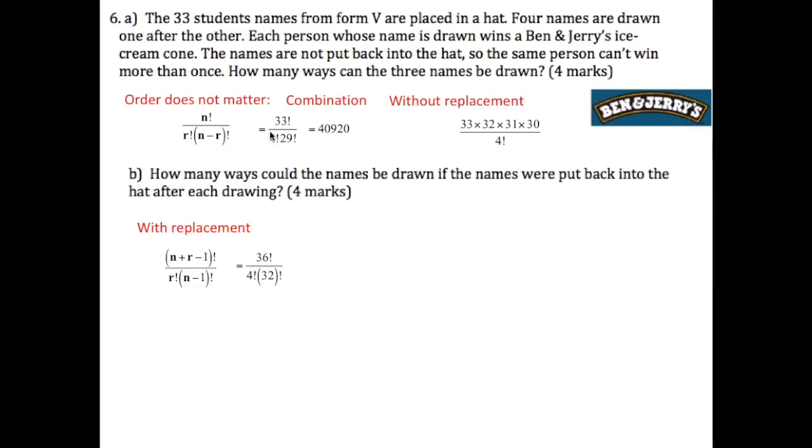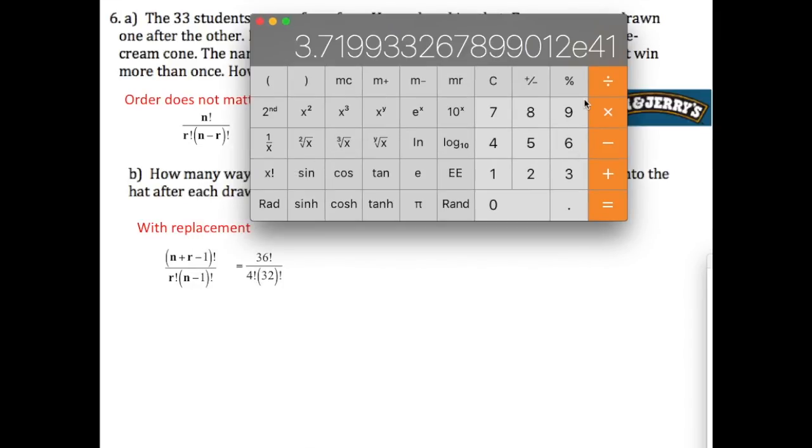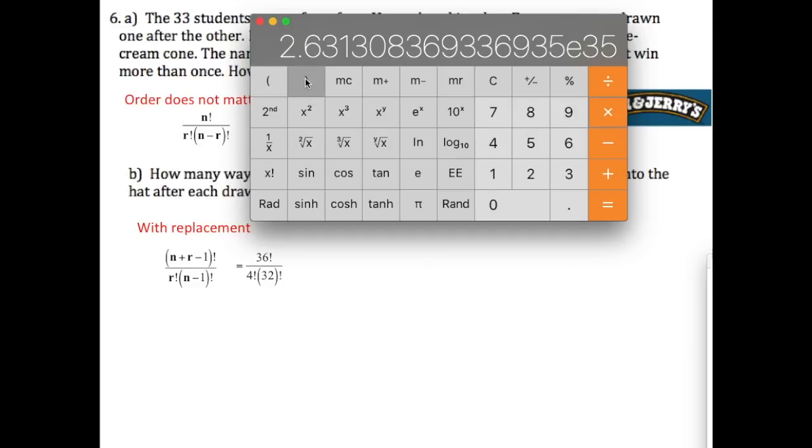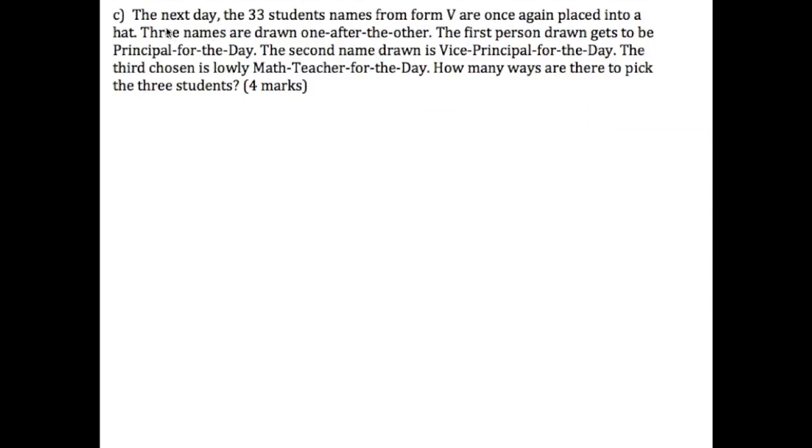So that's going to give us 33 plus 4 is 37. Take away 1 is 36 factorial divided by 4 factorial. And then 33 take away 1 is 32 factorial. On our calculator, 36 factorial divided by, open bracket, 4 factorial times 32 factorial, close the bracket, equals 58,905, like that.